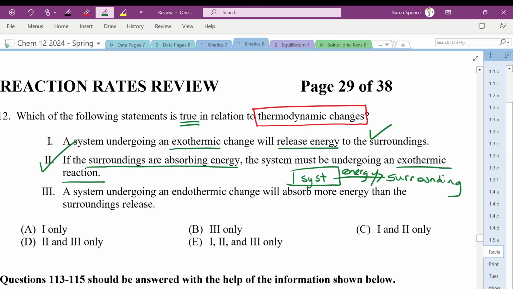And then a system undergoing an endothermic change. So here's our system, and here's our surroundings. The system will absorb more energy than the surroundings release. Does that make sense? Energy just moves. You can't have one thing making energy and the other thing taking it up. The energy is moving. If you're moving 10 kilojoules, you're moving 10 kilojoules. You can't have a different amount. So I believe it should be 1 and 2 only.